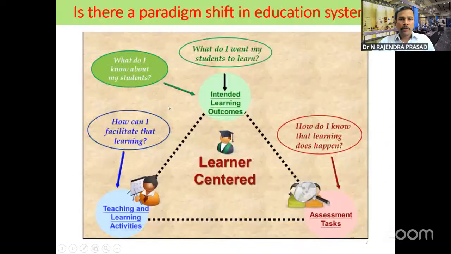Okay. So if a student has acquired the intended learning outcomes, we can call them ILOs. I will touch upon this in due course of time. What do I know about my students?